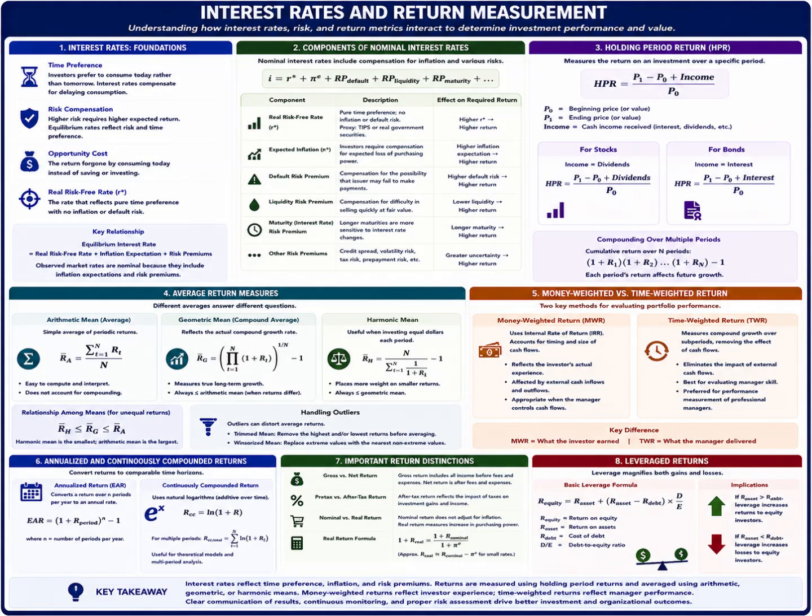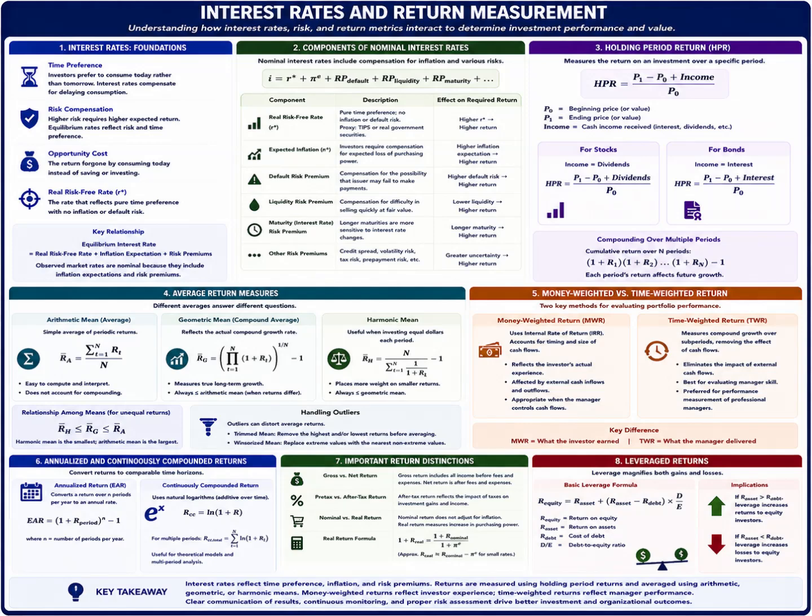The topic explains that investment performance is commonly expressed through average return measures. The arithmetic mean calculates a simple average of periodic returns, while the geometric mean reflects compounded growth over time. The geometric mean is particularly important in finance because it measures the actual long-term growth rate earned by investors.